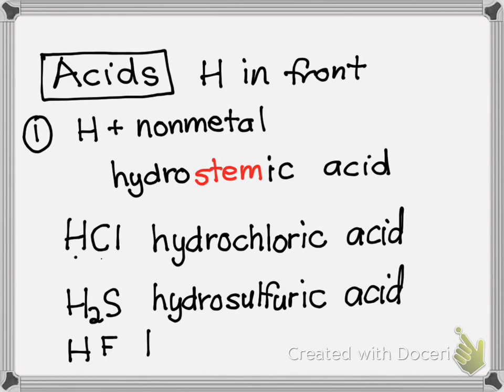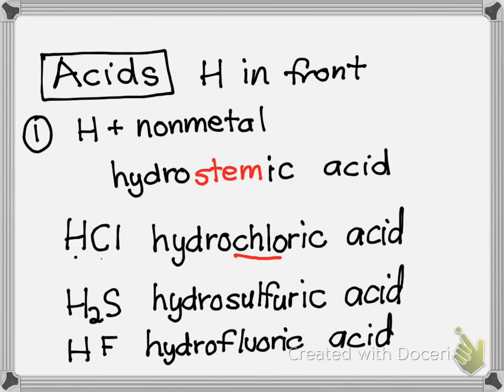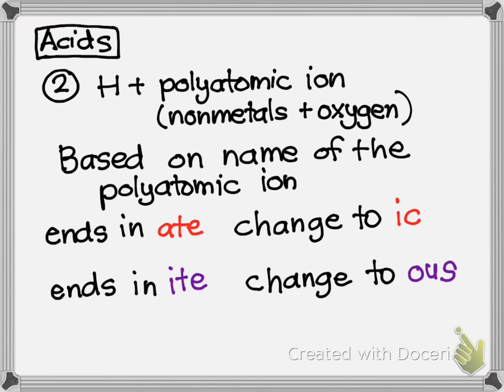Let's try one more. HF. This would be hydro, and then fluorine would be fluoric, and then acid. So you see, when you have hydrogen with one other nonmetal, it's hydro for the hydrogen, the stem of the nonmetal, and the ending changed to ic. Hydrosulfuric acid, hydrofluoric acid. So that's when you have hydrogen and only one other nonmetal.